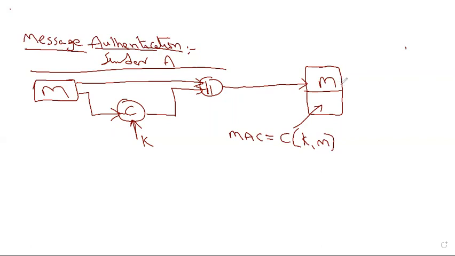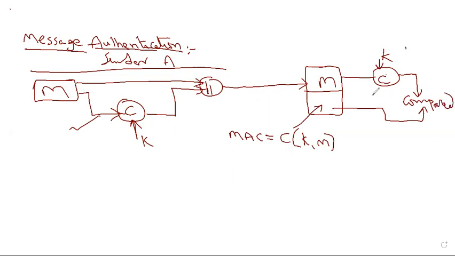But what the receiver must do is generate a MAC code from the received message with the help of the same key, because whatever procedure the sender used, the same procedure must be used by the receiver to verify whether the received message is correct or not. So this MAC code, and the MAC code he has already received, these two are compared with each other.